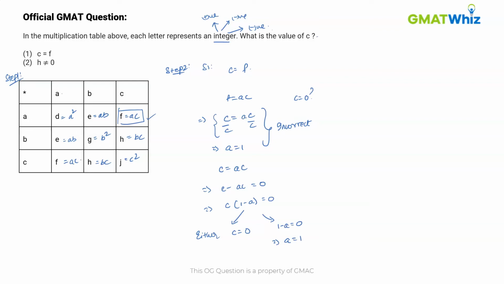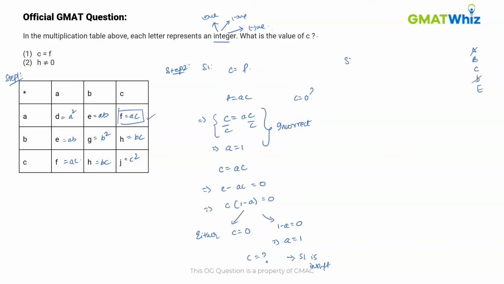Now, from this statement also, we cannot infer that the value of C will definitely be 0, because the product of two numbers can be 0 when either one of them is 0 or both of them are 0. But here the value of 1 minus A can also be equal to 0. So we are not sure if the value of C is 0 or not. Hence we conclude that statement 1 is insufficient, and from the given options, we eliminate A and D.